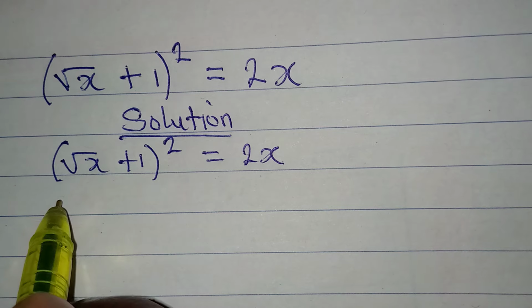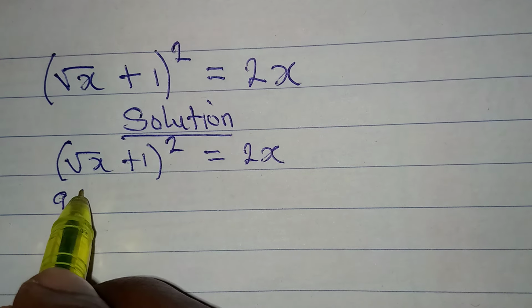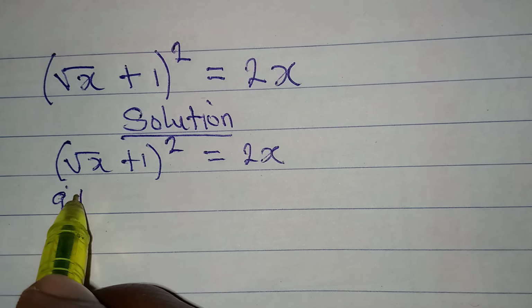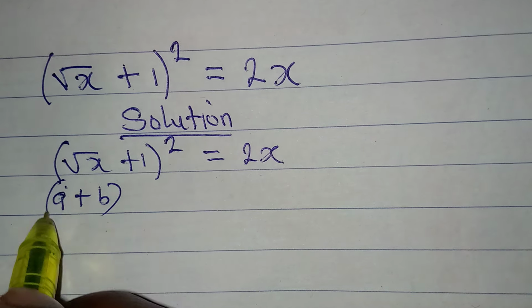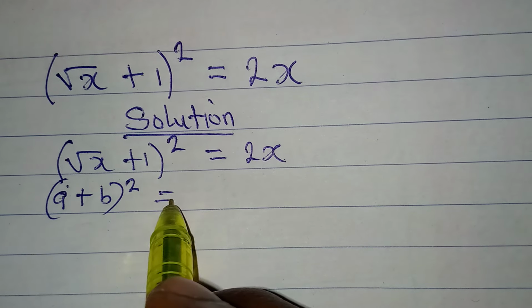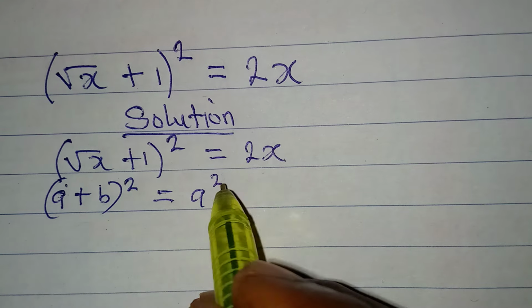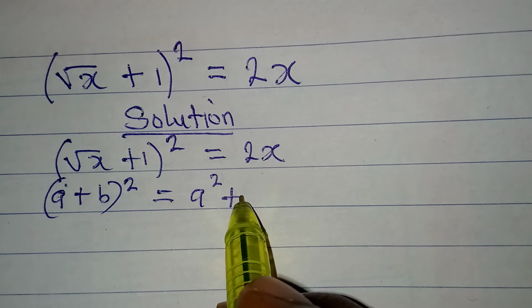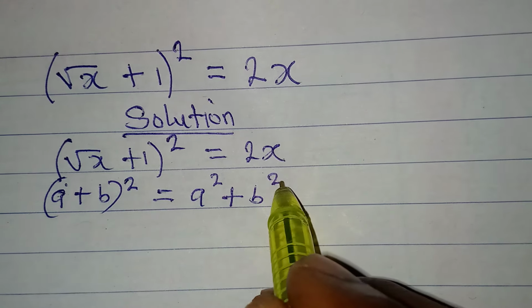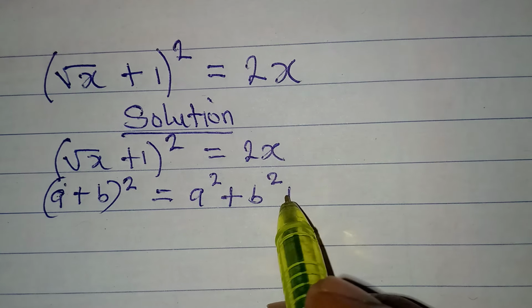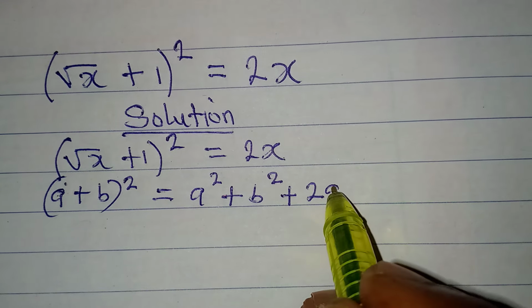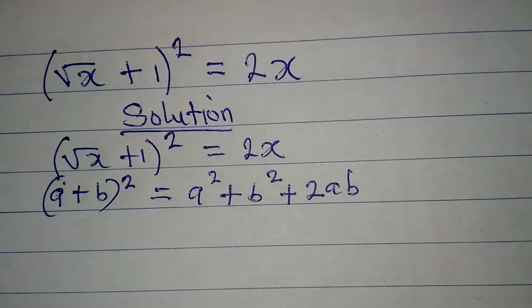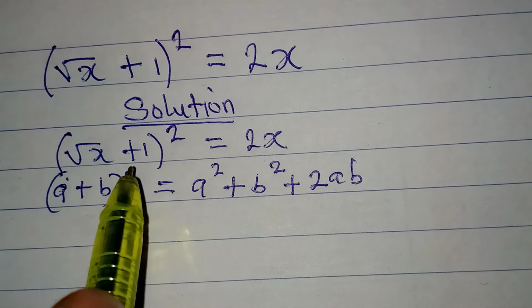And I'm going to follow this standard. If you have (a plus b) squared, this is the same thing as a squared plus b squared, then plus 2ab. Okay, so I'm going to apply this same principle now.